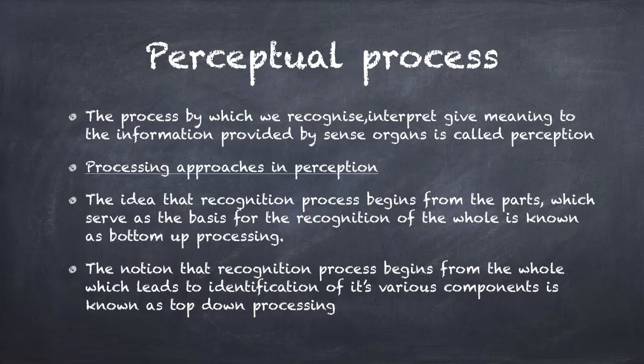The process by which we recognize, interpret, or give meaning to the information provided by sense organs is called perception. So we recognize a particular stimulus, we interpret it, and we give meaning to the information provided by our sense organs, and this whole process is known as perception. The process of meaning making involves certain sub processes, which are shown in figure 5.4.